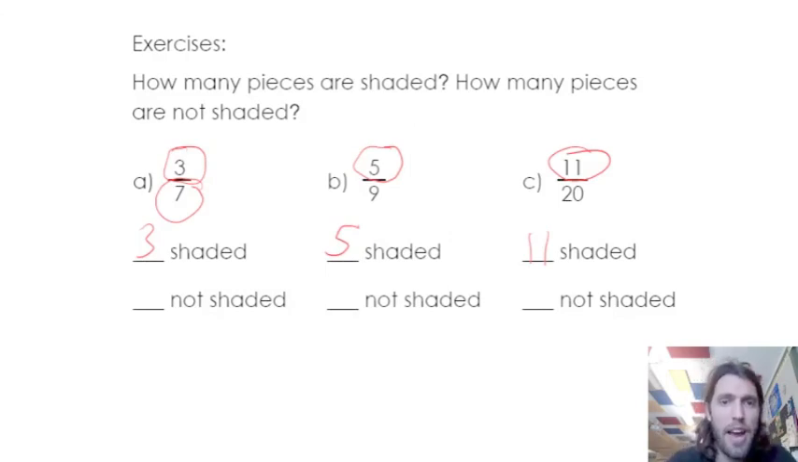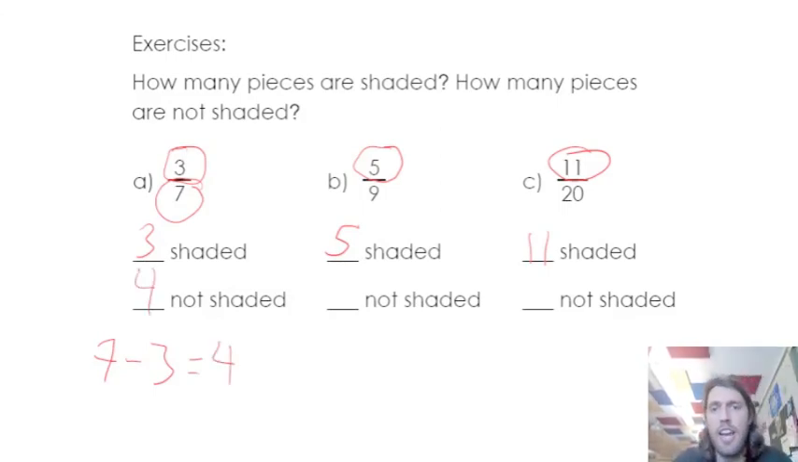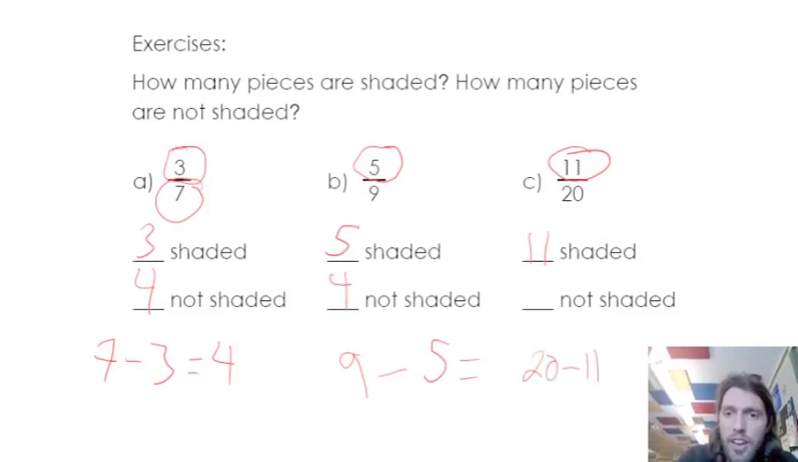So let's do some math. What is 7 minus 3 equal? That equals 4. So it would be 4 not shaded. And now here, what is 9 minus 5? Once again, 4. And now 20 minus 11 equals, what would that be? 9. So that's going to be 9 there. Excellent. So if you want, you can backtrack it a little bit here, try it over again if you want, and then move forward, all right?